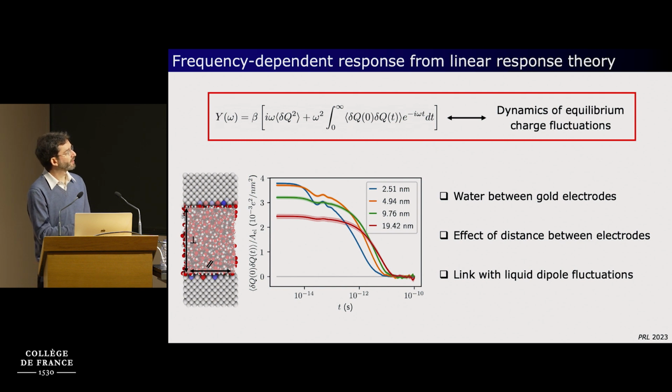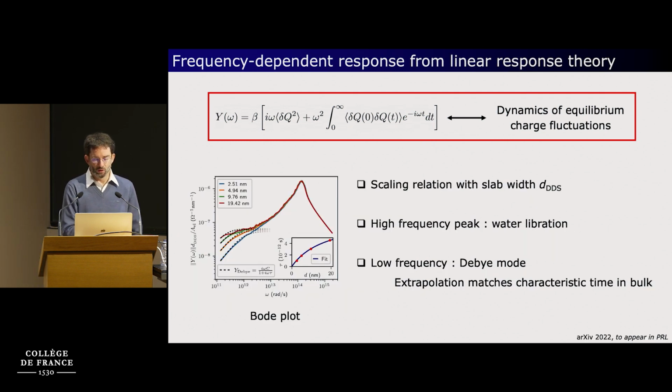You can also link the charge autocorrelation function to the dynamics of the liquid dipole. If you consider the total dipole of the confined liquid, it's directly related to the dynamics of the charge. So there is a connection between what you measure with the electrode charge and the orientation of the liquid. We could also check again that there is a scaling relation with the slab widths correctly defined with the electric dividing surfaces, and this is plotted here.